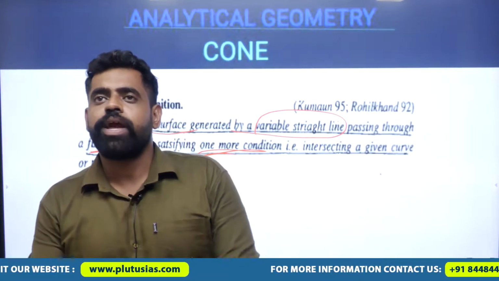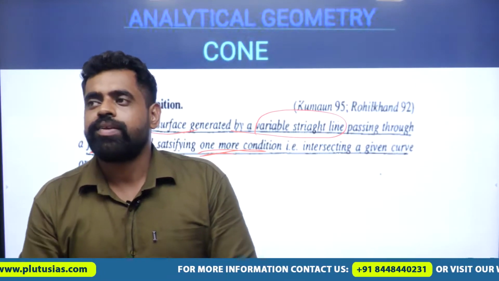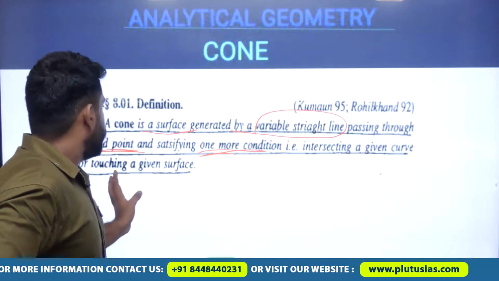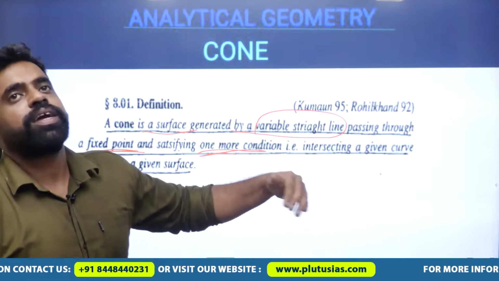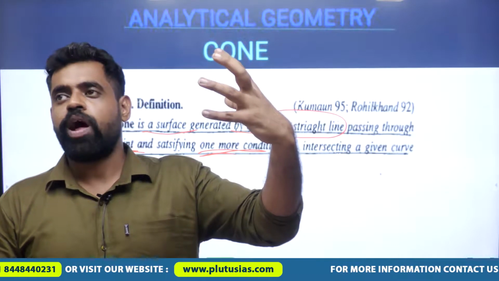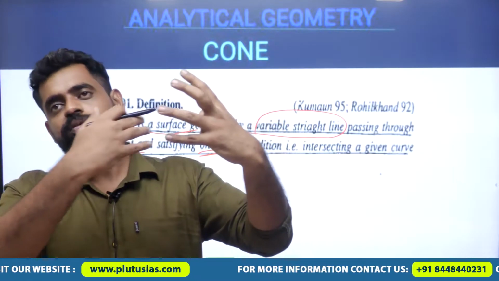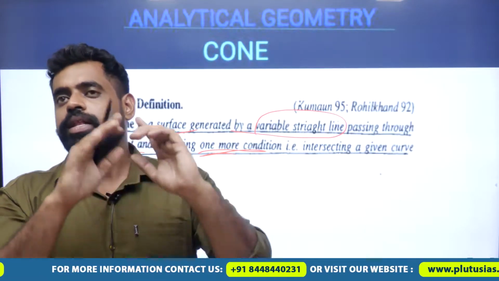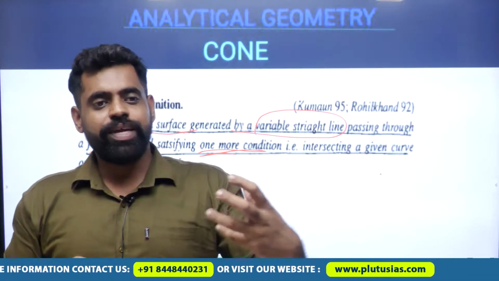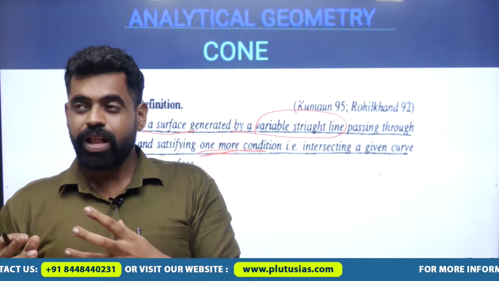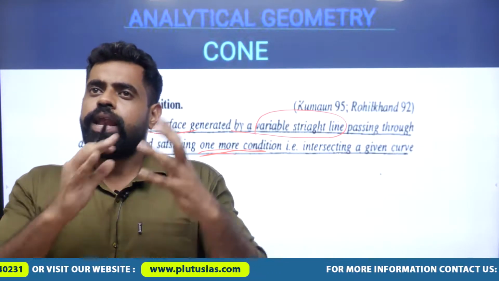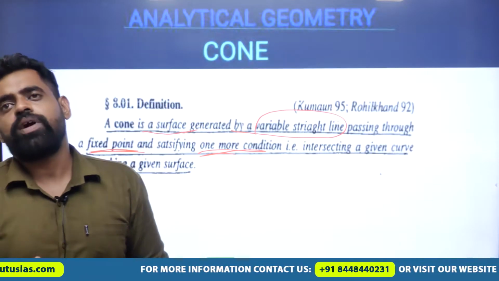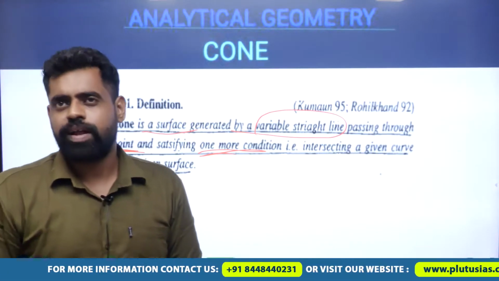One more condition could be anything. It could be the guiding curve, that it touches a given surface or intersects a given curve, be it a hyperbola. I say all those lines which pass through the vertex touch this hyperbola, then this is called a cone. Or I say all those lines lie on a surface or cut a surface, then it is a condition. The condition would be given in your examination.